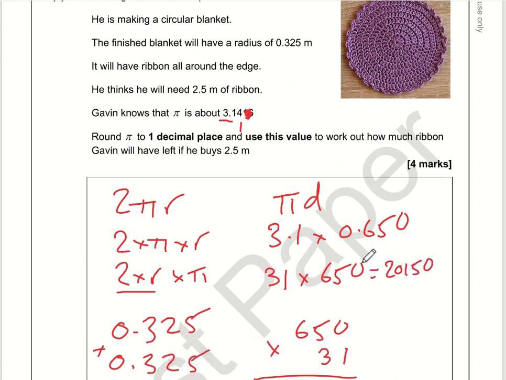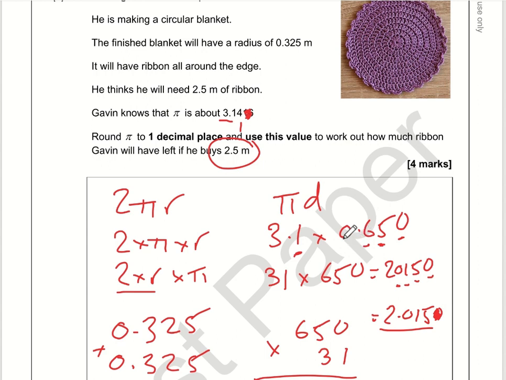So if 31 times 650 is 20150, what is 3.1 times 0.650? Well, we have 1, 2, 3, 4 decimal places in the question, so we need 1, 2, 3, 4 decimal places in the answer. So that is going to be 2.0150, which is the same as 2.015, of course. The question is asking us how much will he have left if he buys 2.5 metres. So that seems to be a fairly good answer to me, given that it wouldn't make sense if it was 201.5. That would just be a ridiculous amount of excess ribbon.